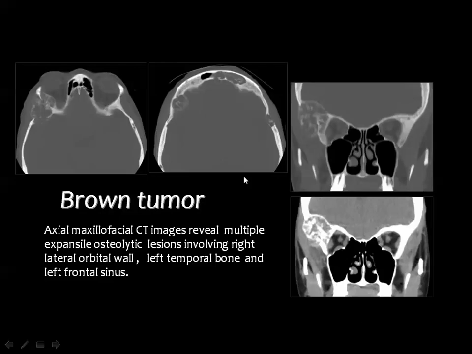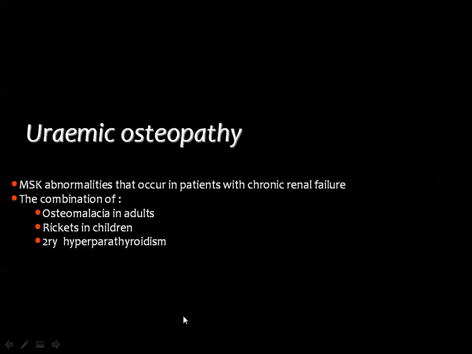And here, multiple brown tumors in the facial bones. This is one, two, three, four lesions in the facial bones in a patient with hyperparathyroidism. Uremic osteodystrophy is the combination of osteomalacia and secondary hyperparathyroidism in adults, and rickets and secondary hyperparathyroidism in children. Then you have secondary hyperparathyroidism in both.